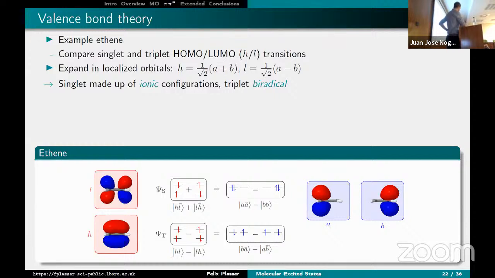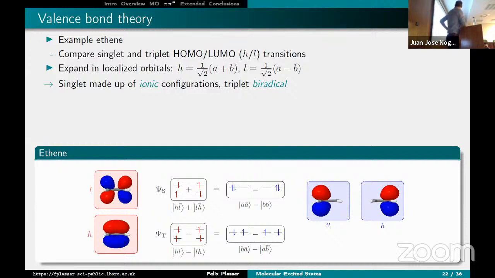In the coffee break, you can try this: insert these two expressions into the triplet and singlet expressions. When you do that, you'll find out that the triplet is going to be BA minus AB. These are biradical configurations where one electron is in A and the other electron is in B. And then the singlet is going to be AA minus BB. So for the singlet, you have ionic configurations where either both electrons are in A or both electrons are in B.